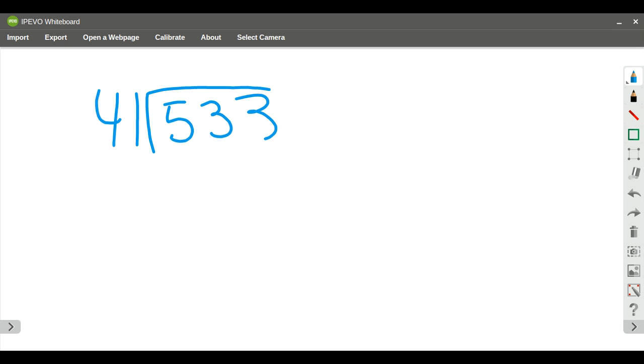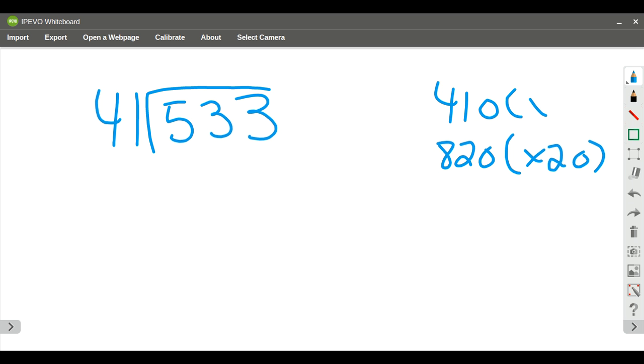533. And so when I do 41 and I divide that into 533, what I'm going to do is my multiples of 10. 41 times 10 is going to be 410. That's pretty close. I don't know if I doubled, so I have 410. And if I double that, I'm going to get 820. So that's going to be too large. This was times 20.